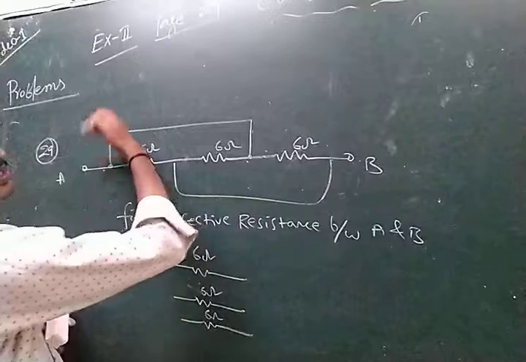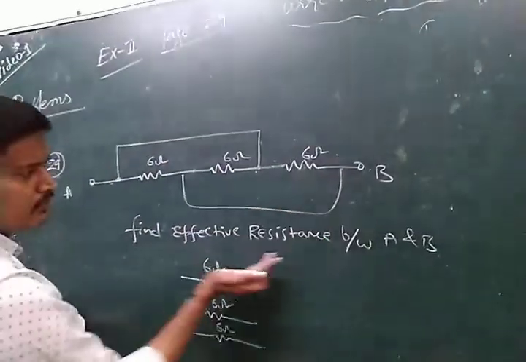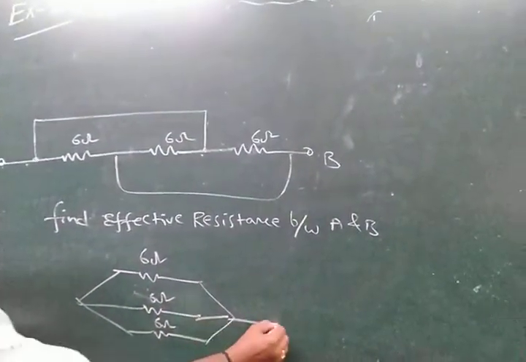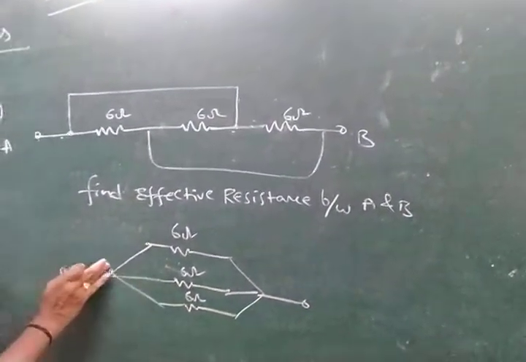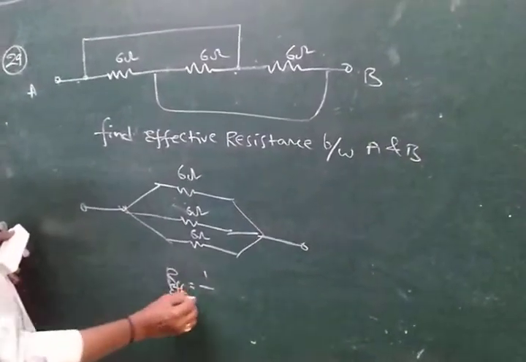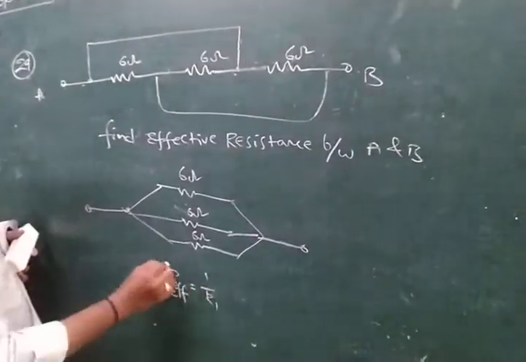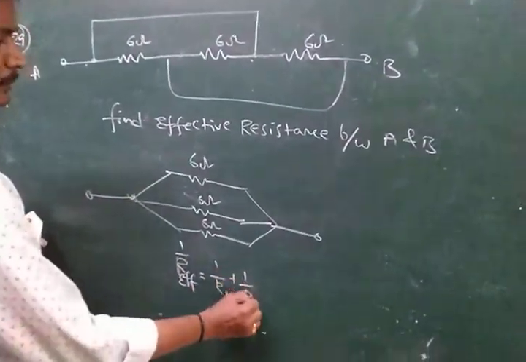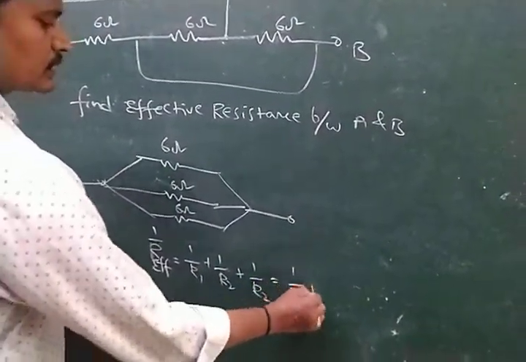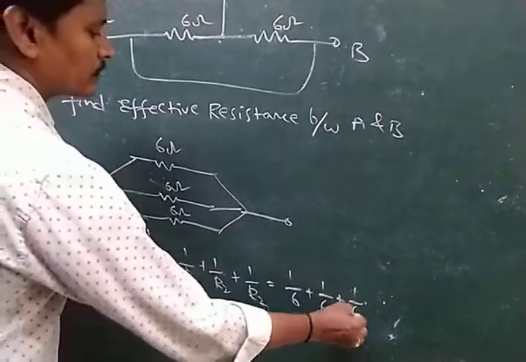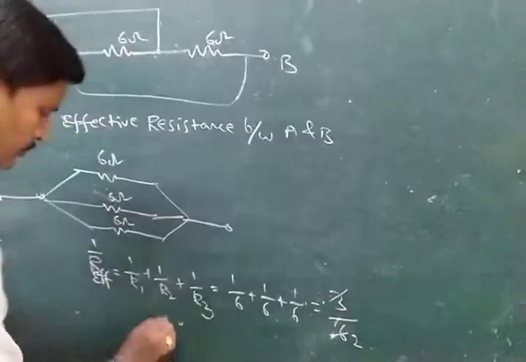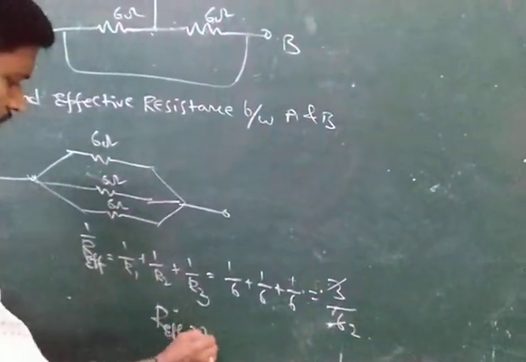This resistance can be folded like this, and this resistance can be folded like this. Then all of them are in which connection? Parallel. Then effective resistance: 1 by R1 plus 1 by R2 plus 1 by R3. Therefore 1 by 6 plus 1 by 6 plus 1 by 6 is 3 by 6, so the effective resistance is 2 ohms.